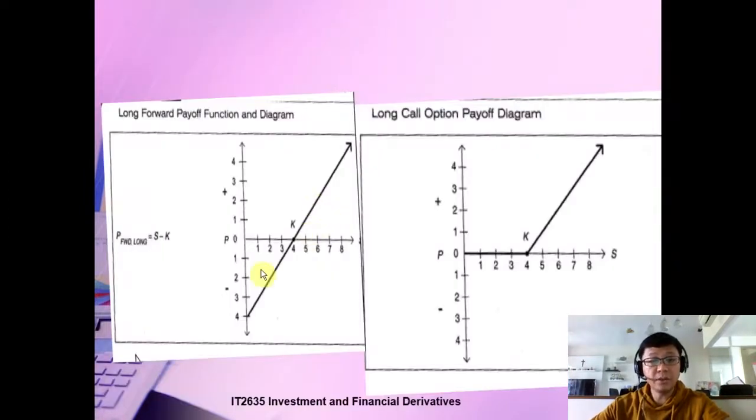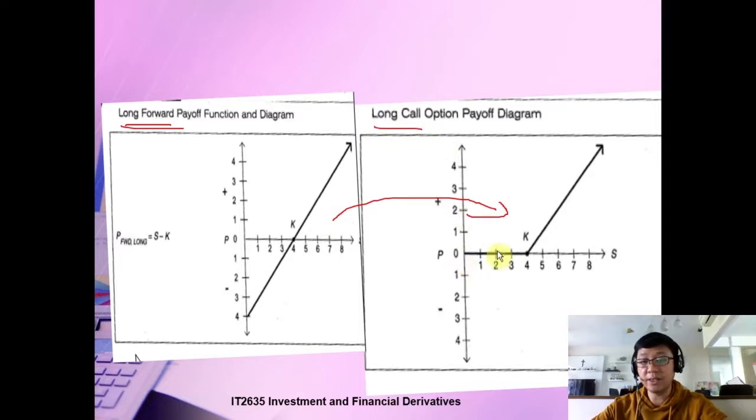So here you have the long forward. Remember the long forward, the curve seems to trend like this. I think we did discuss how to plot this particular graph, so I won't go through it in this chapter. We will look at how you get this long call option, and it's like this. You can see there's a cut-off here, and then it trends up. So that's the benefit.